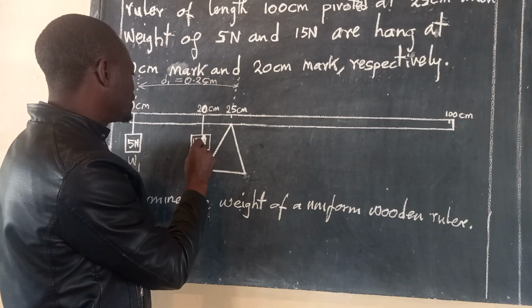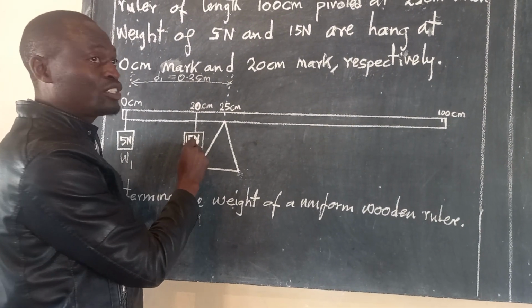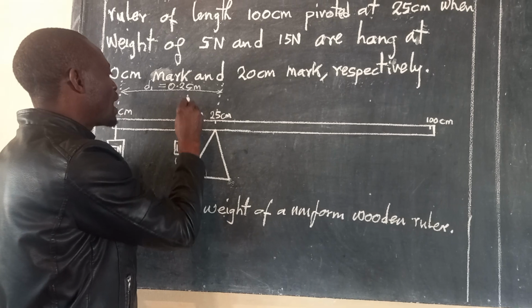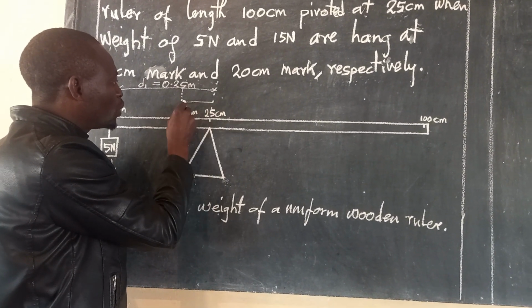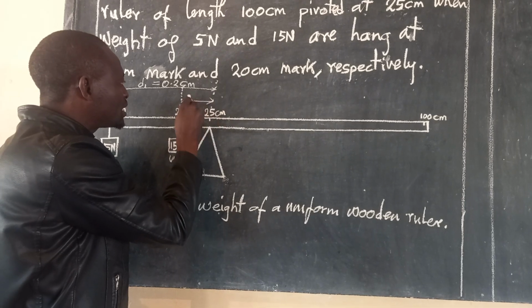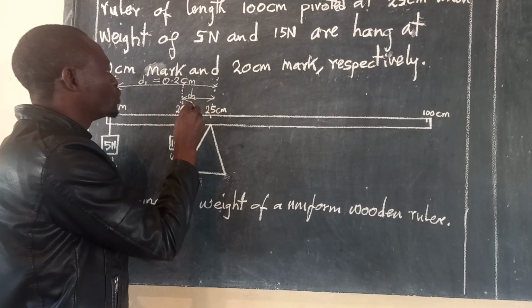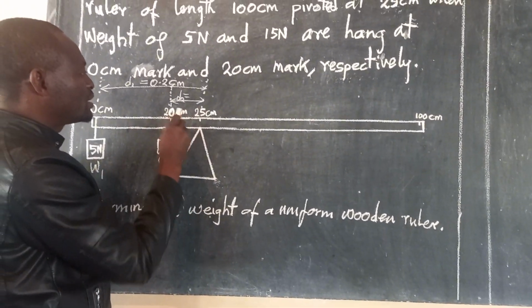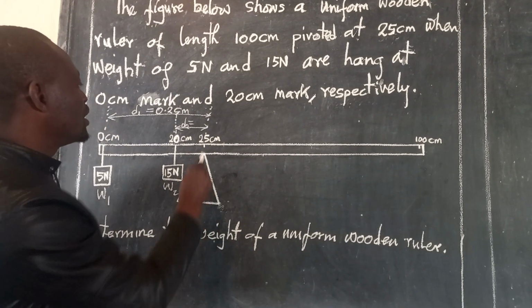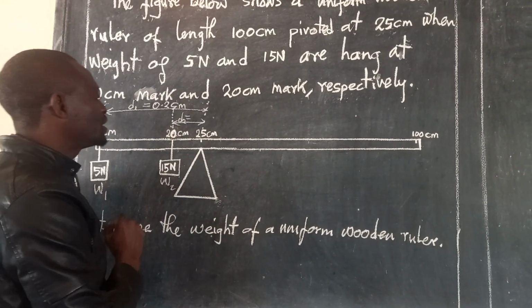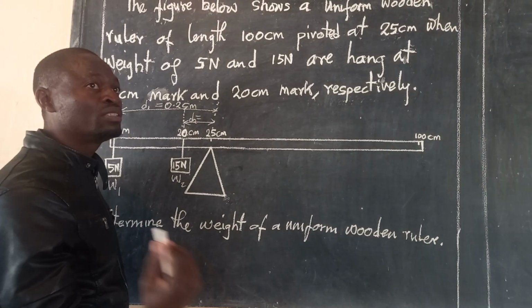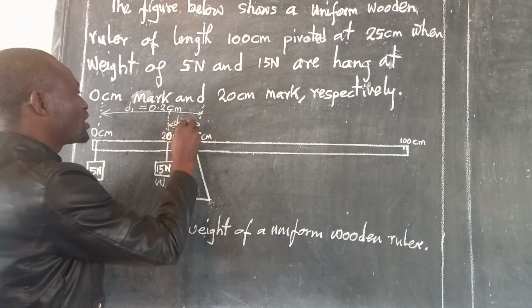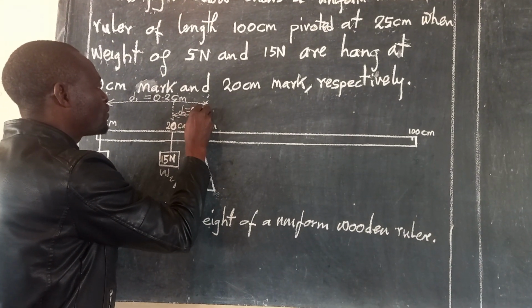Now, the 15 newtons, where it is at the 20 centimeters mark to the pivot. What is this distance? Let's call it D2. This distance is 5 centimeters, 25 centimeters minus 20 centimeters is giving us 5 centimeters. And in meters, we divide it by 100, it's giving us 0.05 meters.